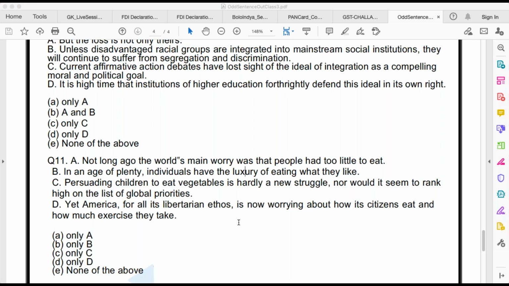Yes, Varsha, you are right. See, the theme here is the eating habit of Americans, right? B, C, and D, they are connected by the eating habit. A is talking about the scarcity. Does this make sense now?